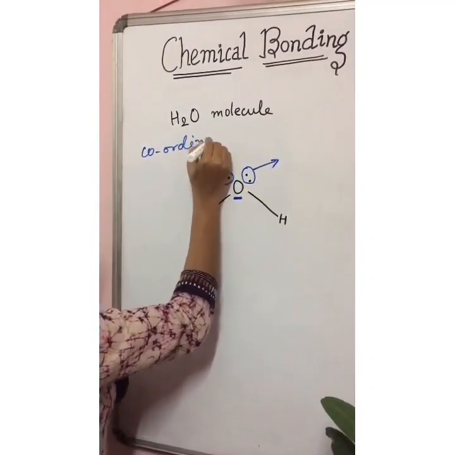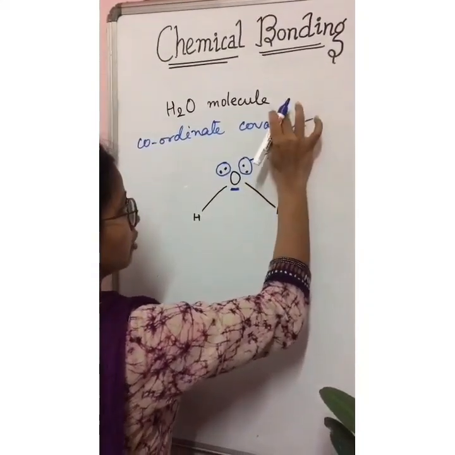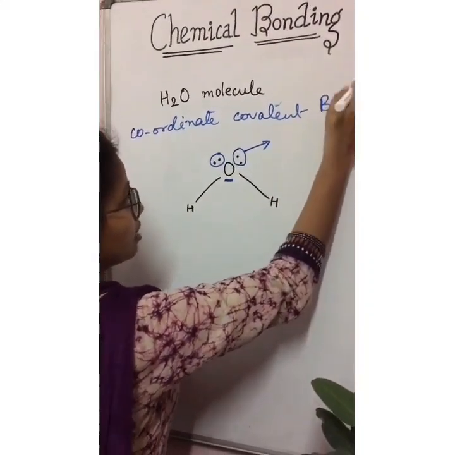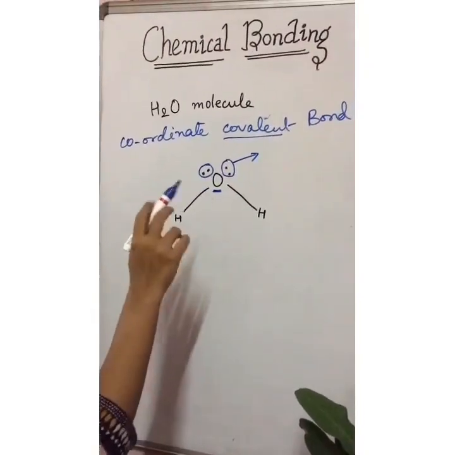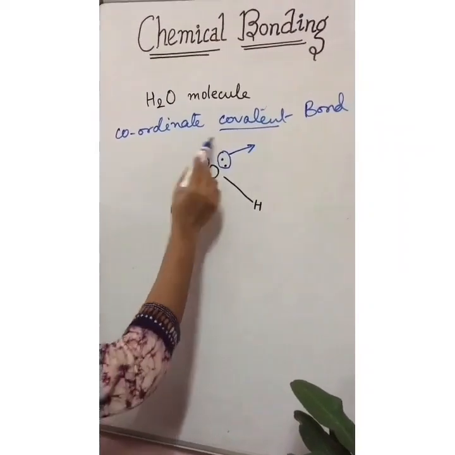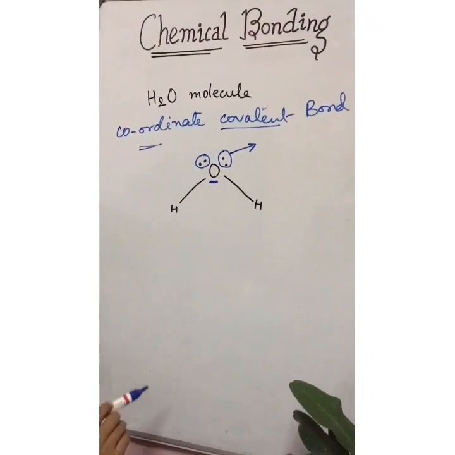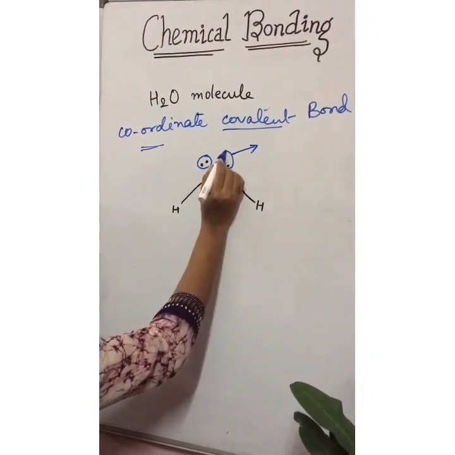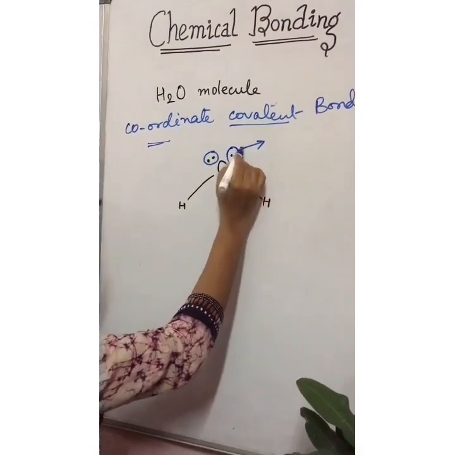coordinate covalent bond. Okay, this is a type of covalent bond. So if you are asked how many types of chemical bonds are there, it is two types. One is electrovalent, one is covalent. So this is a special type of covalent bond which is called coordinate covalent bond, where the lone pair of electrons which is present in the central atom can be donated.